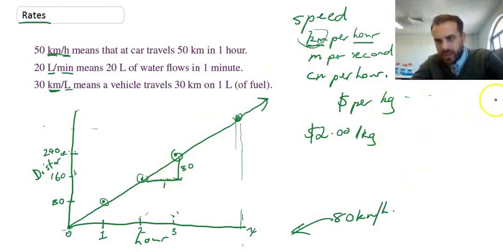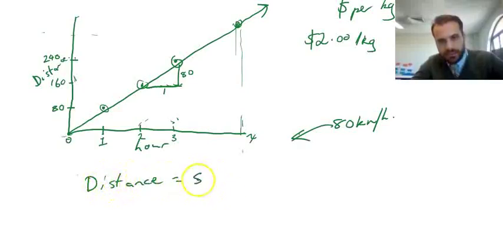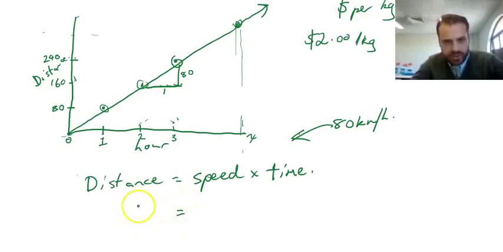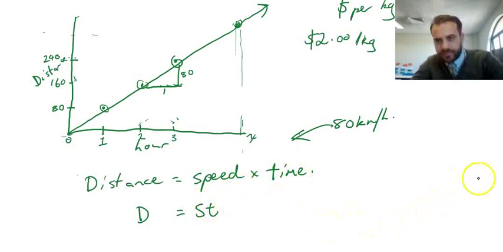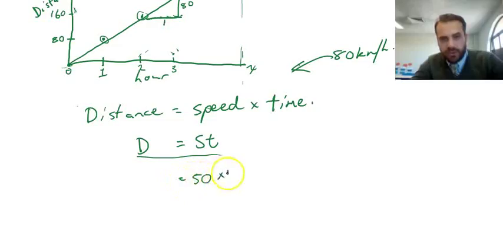A formula. Formulas are always nice. We're going to use a formula for speed, or for distance really. Very important formula. Distance equals speed times time. Now that's very wordy. Usually it's just written as D equals ST. Now that formula, that's one version of it. So if I knew that I was travelling at, say, 50 kilometres an hour for 4 hours, I would know that I travelled 200 kilometres.